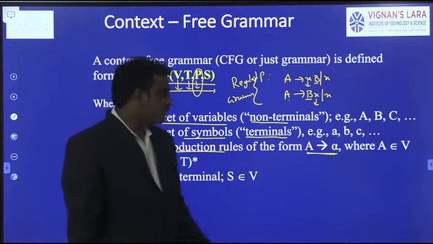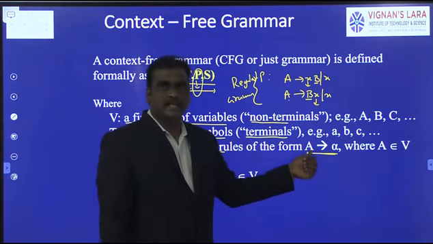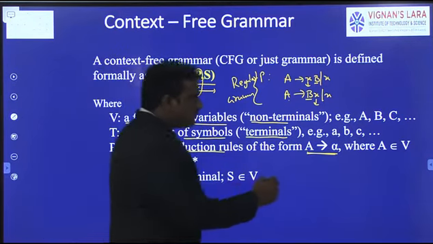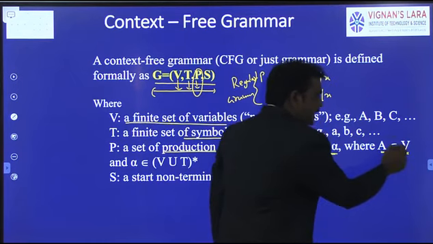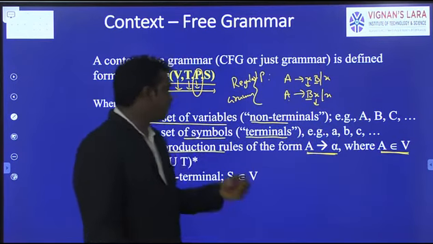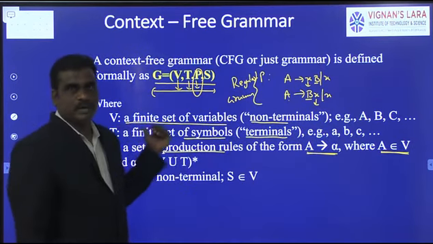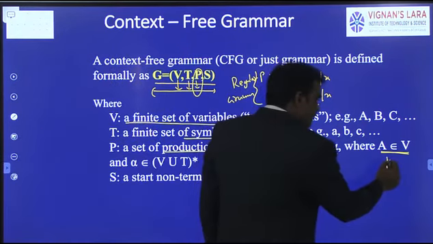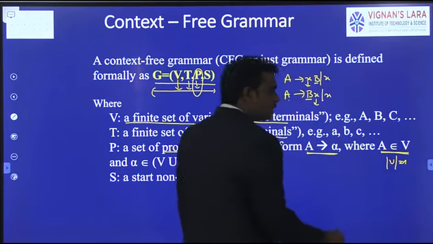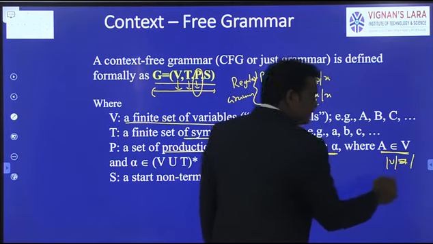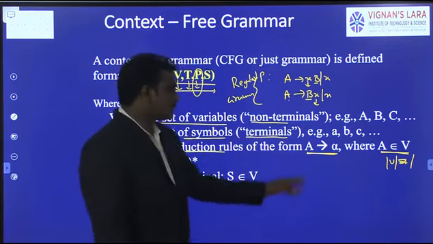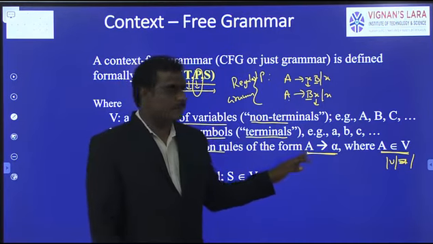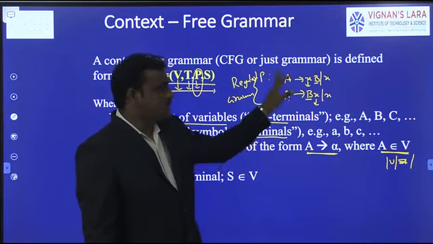So here the meaning is the production left hand side is a single non-terminal symbol A. Here A belongs to V. What is V? V means nothing but variable. All capital letters we can call a variable. So here the length of the variable is 1. So the production left hand side should be a variable and the length is 1, same as in regular grammar also.